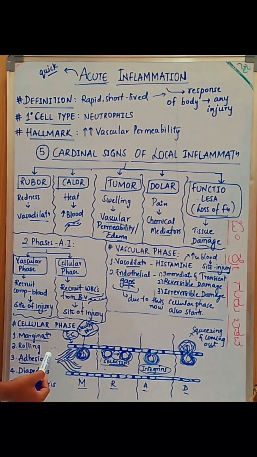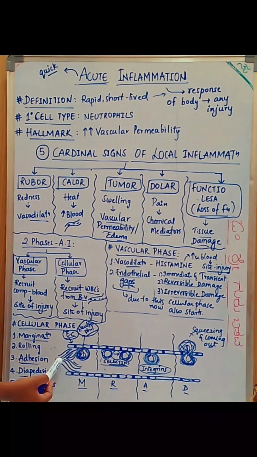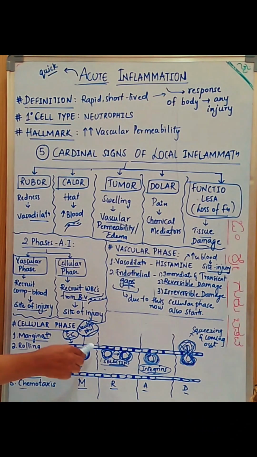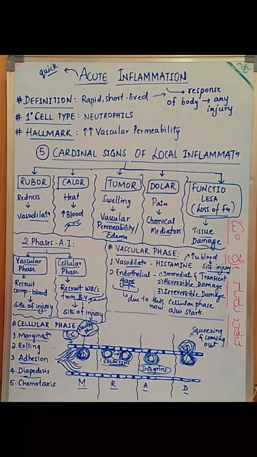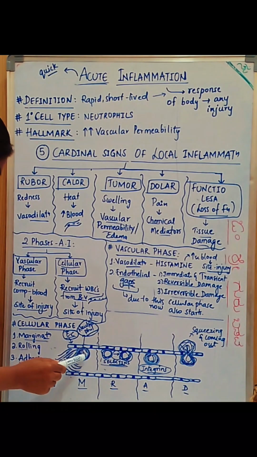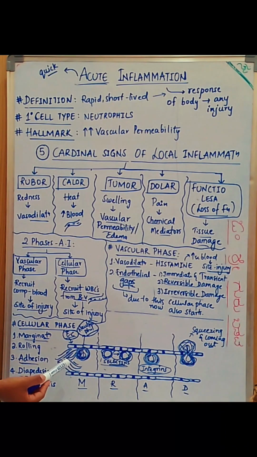So, here you can see due to the acute inflammation, there is vasodilation which was caused by the vascular phase, and due to the vasodilation there is a turbulent flow in the blood vessel, and due to this turbulent flow the neutrophils tend to move to the margins of the endothelial cell, and this is called margination.